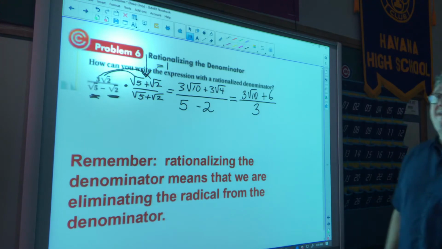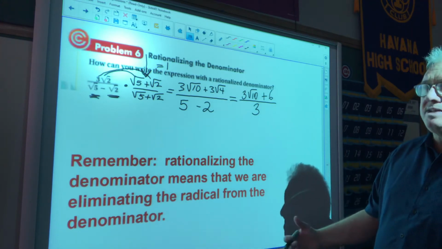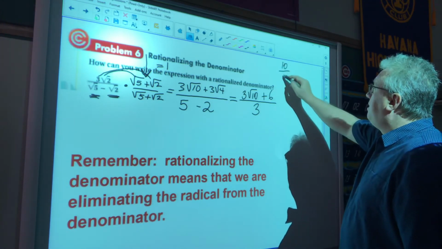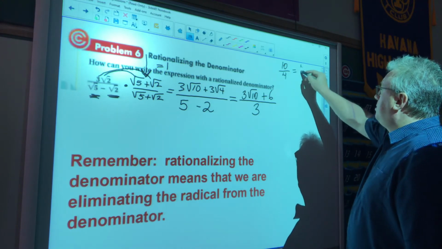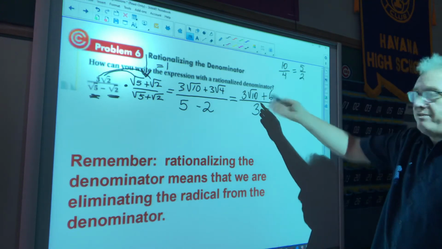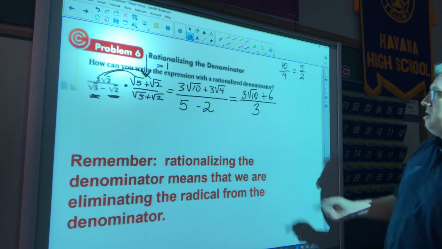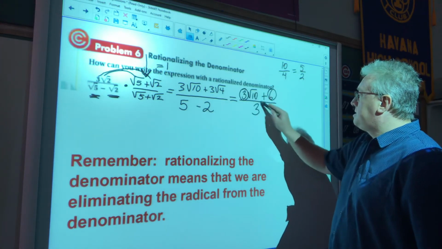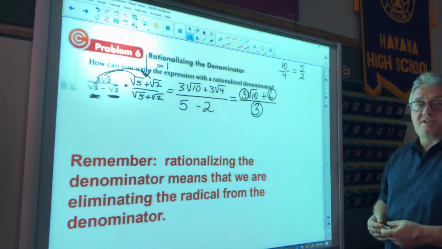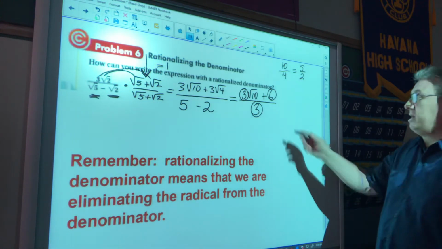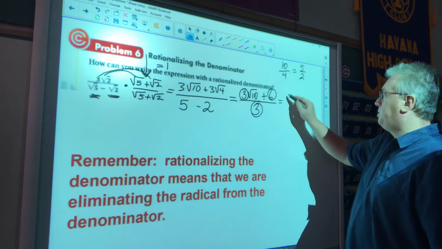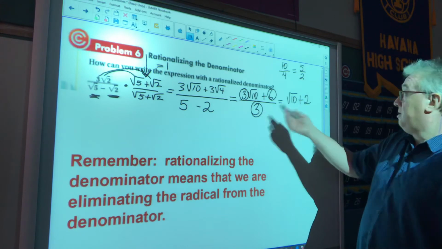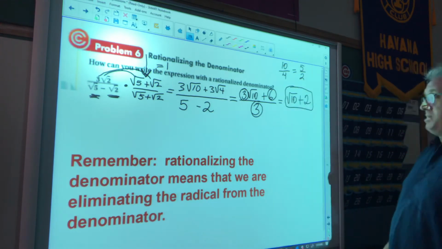All right? But now we're not finished. We need to look and see always if we can simplify. Just like we wouldn't leave 10 fourths as an answer, we would simplify that to 5 halves. We have to do the same thing here with this complex fraction. So we need to look at the coefficients only. 3, 6, 3. Is anything common to those 3 coefficients? Yes, 3. So we divide everything by 3. So we get square root of 10 plus 2 over 1. So that is our answer.